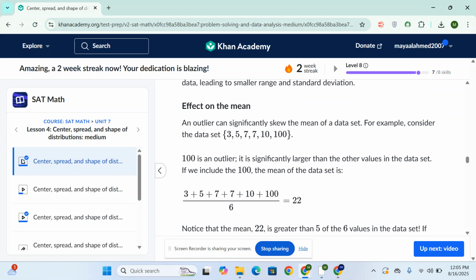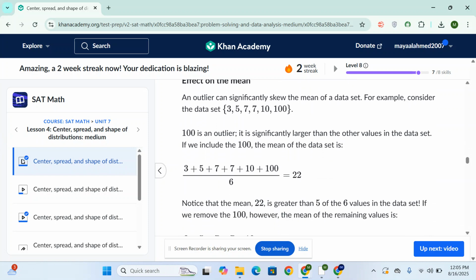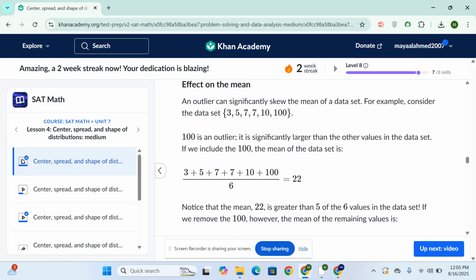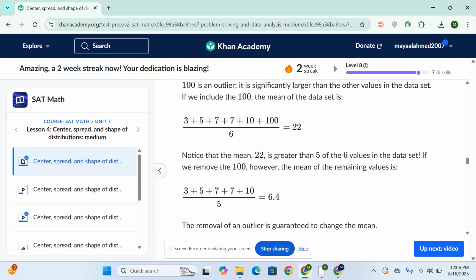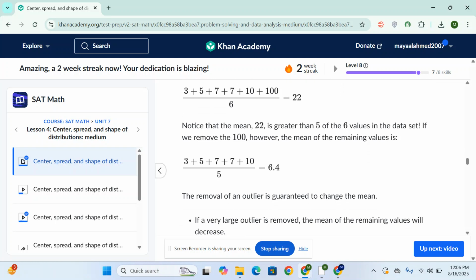An outlier can also significantly skew the mean of a data set. For example, in this one, we can see that 100 is far away from 3, 5, 7, and 10. So it's an outlier. It is significantly larger than the other values in the data set. If we include the 100, the mean of the data set is 22. Now, notice that the mean 22 is greater than 5 of the 6 values in the data set. But if we remove 100, then the mean becomes 6.4.